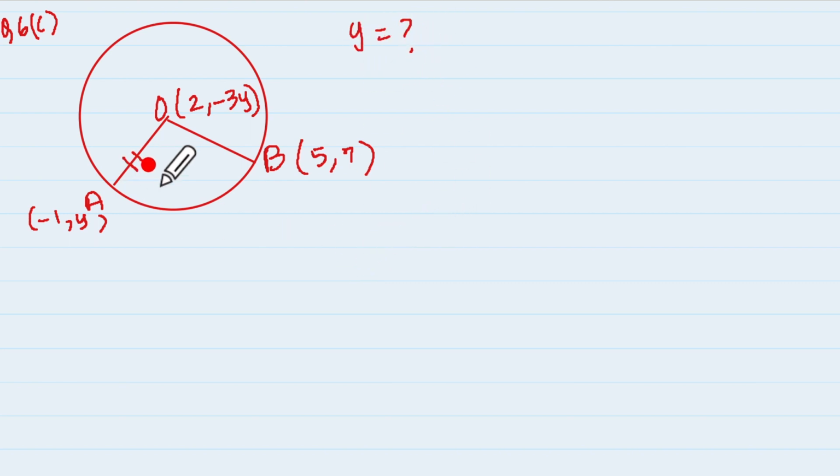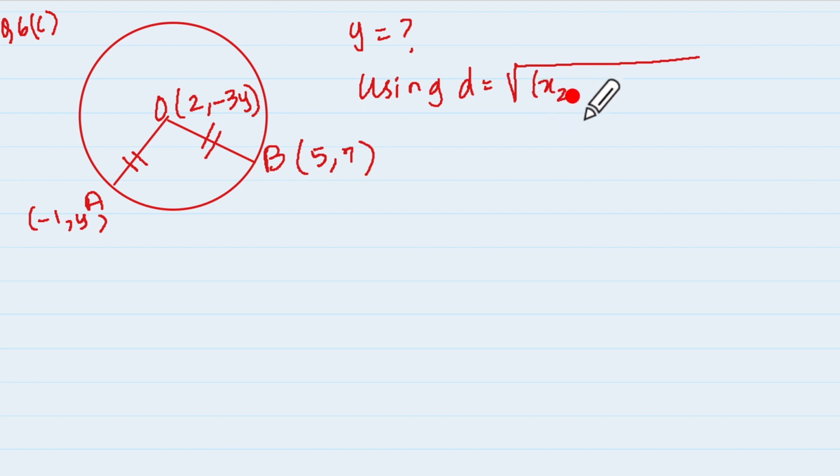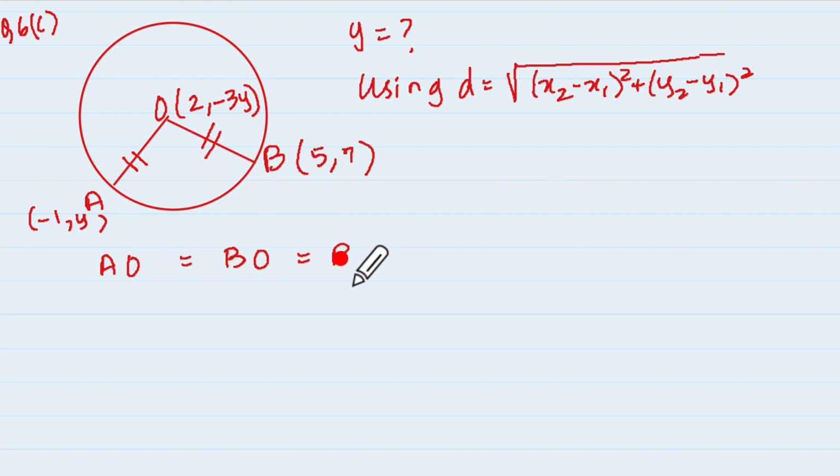Now, do we know that these two are radii? Yes. So they are equal, and if they give you coordinates, then we have to use coordinate geometry, means we have to use distance formula, correct? So we are going to say using which formula? Distance is equal to, you remember that, it is x2 minus x1 whole square plus y2 minus y1 whole square. Okay, now we will write AO is equal to BO equal to radii.